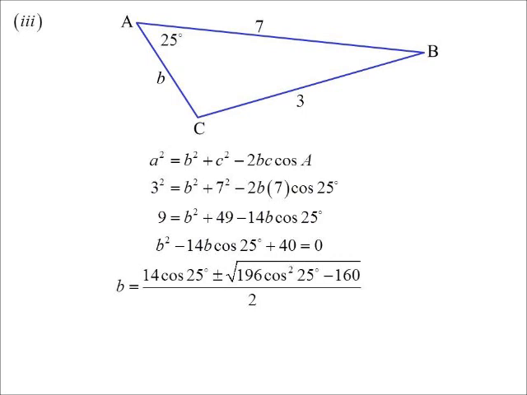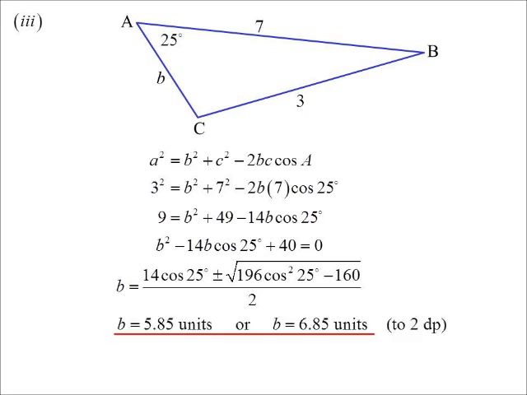All right, negative b, in this case, 14 cos 25, plus or minus the square root of, well, 14 squared is 196, cos squared 25, minus 4ac, 160, over 2. Of course, it gives me two possibilities for b. Unless they give me more information, I don't know which one it is. So actually, it would be possible to create two different triangles with those dimensions. One where the side length is 5.85, another where the side length is 6.85. Best I can do. So, okay, I've got two possibilities there for the length of B.